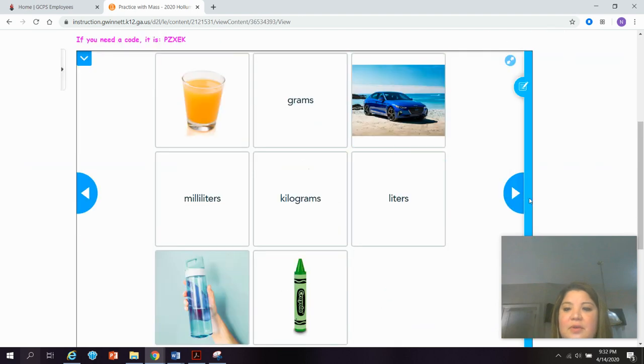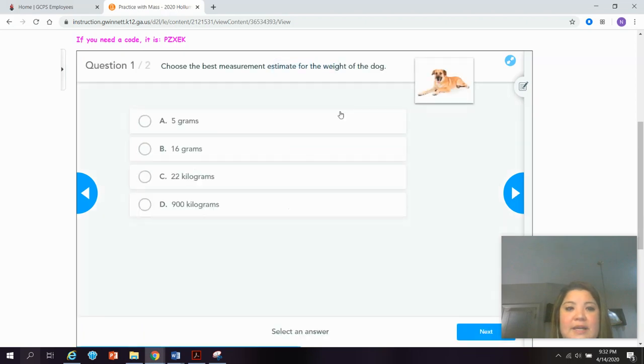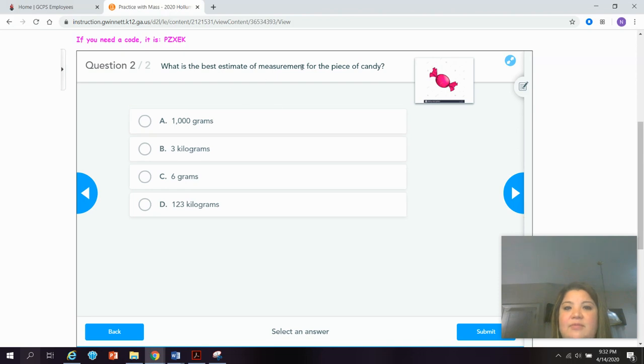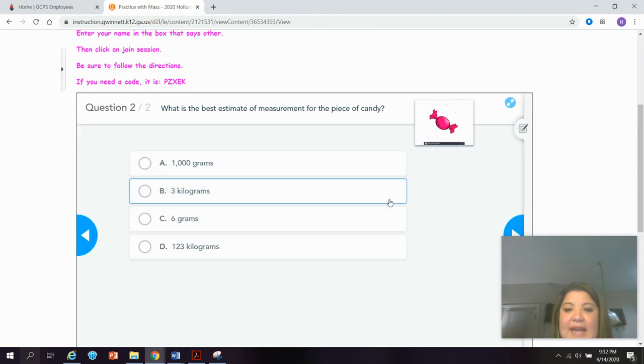So then when you're done with that, I think you just have 2 questions. It's a little quiz. It says 2 questions. They're multiple choice. Choose the best measurement estimate for the weight of the dog. Take a look at those. Take a look at the dog. Think about what we've learned. And then what's the best estimate of measurement for the piece of candy? So those are going to go along with the lesson for today. This is getting you ready for our math grade that we will have tomorrow.